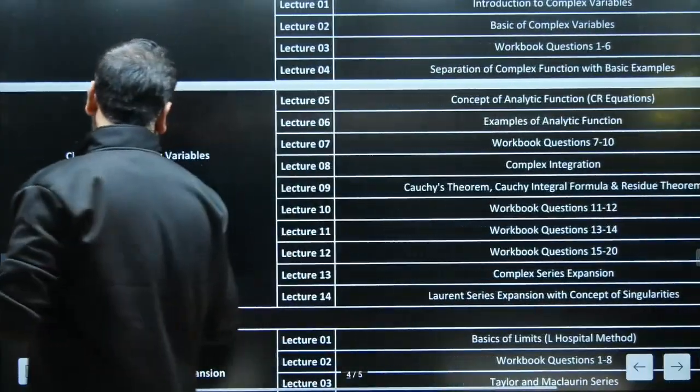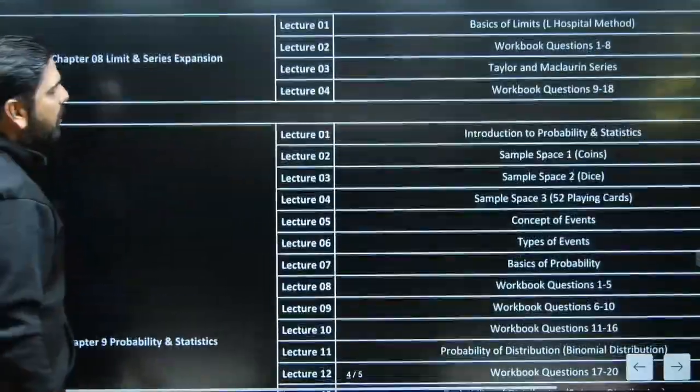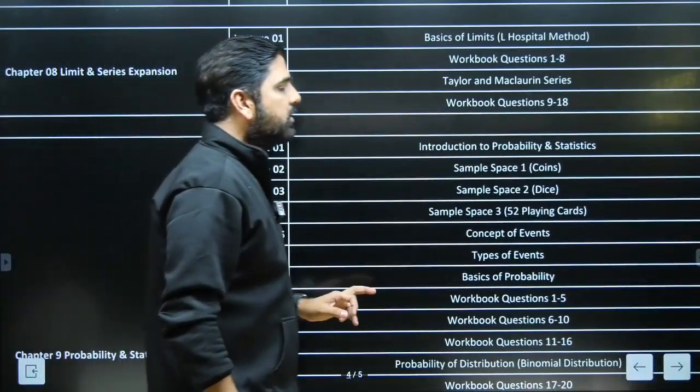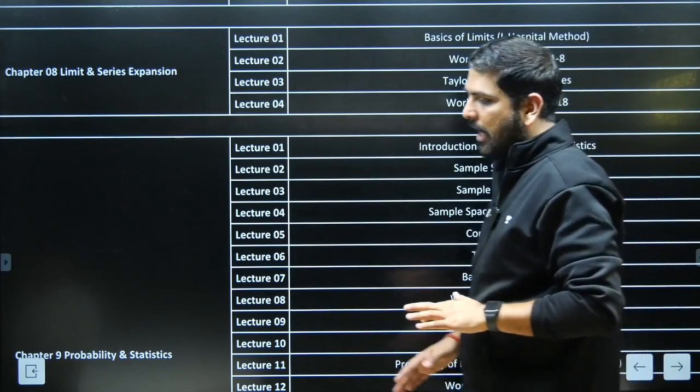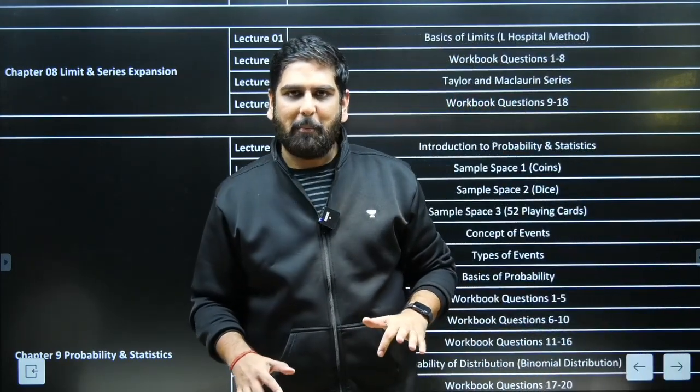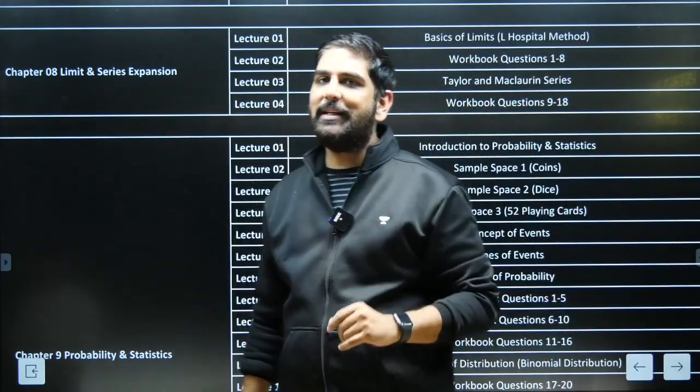So what is next? Next is limit and series. In the limit and series expansion, we are having the L'Hopital method and the Taylor-Maclaurin series. And now, at last but not least, probability and statistics.